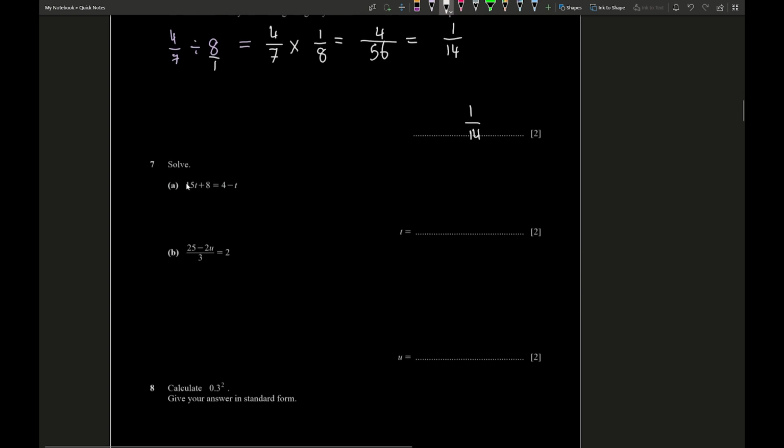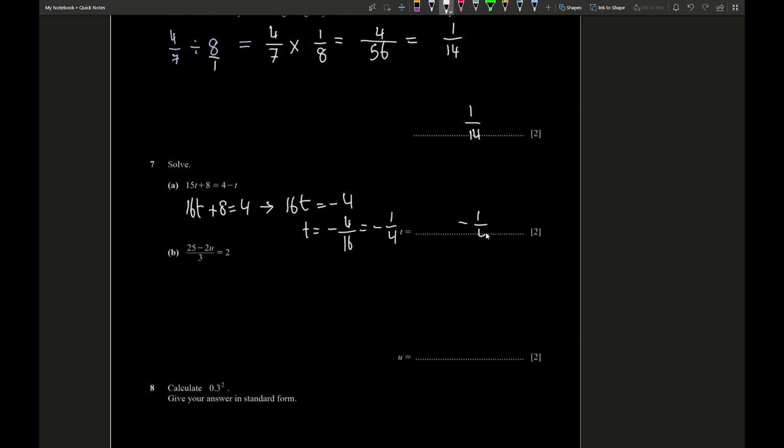Part A. Solve 15t plus 8 is equal to 4 minus t. We're asked to solve for the variable t. Now, to solve this, you can just add t on both sides, giving you 16t plus 8 is equal to 4. And then you can just subtract 8 from both sides, giving you 16t is equal to negative 4. And then you can just divide by 16 on both sides, giving you t is equal to negative 4 over 16, which is equal to negative 1 over 4.